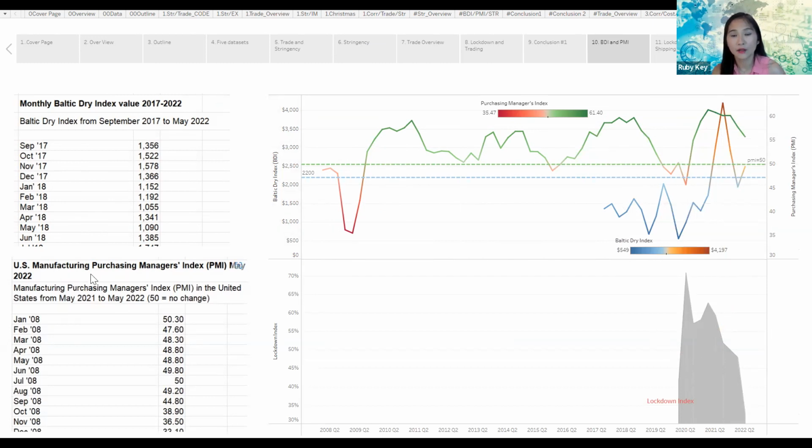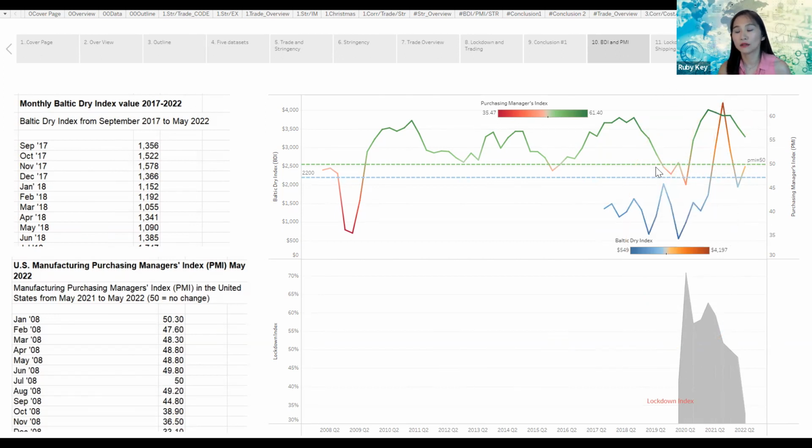And here, the Purchasing Managers Index is the green and the red line. The average falls at 50. Anything that's below 50 is no good. So when COVID first hit, the PMI fell below 50, but after that it seems fine. It's doing good. It's not much different compared to the shipping costs here.